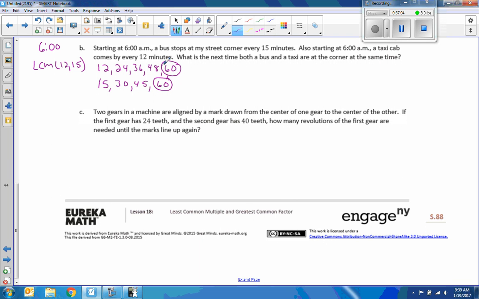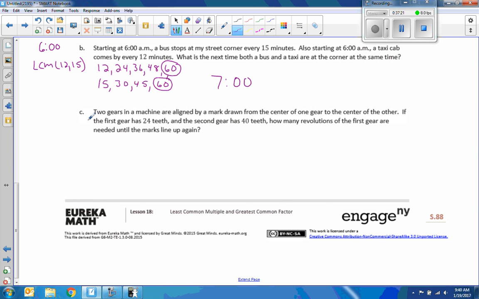So, it's 60 minutes. So the next time both a bus and a taxi are at the corner at the same time will be 60 minutes after 6 a.m. and the answer is 7 o'clock, or 700 hours.